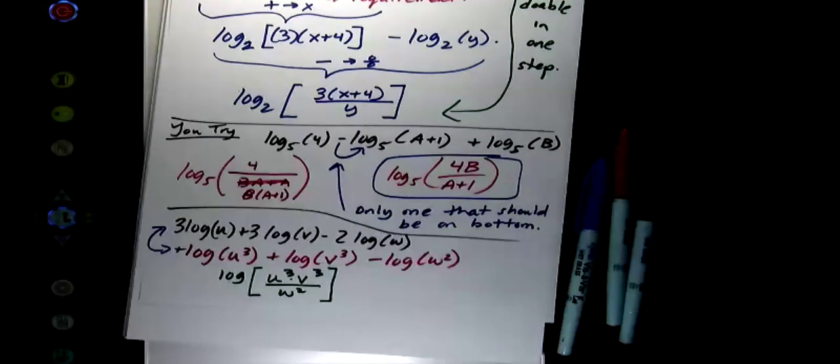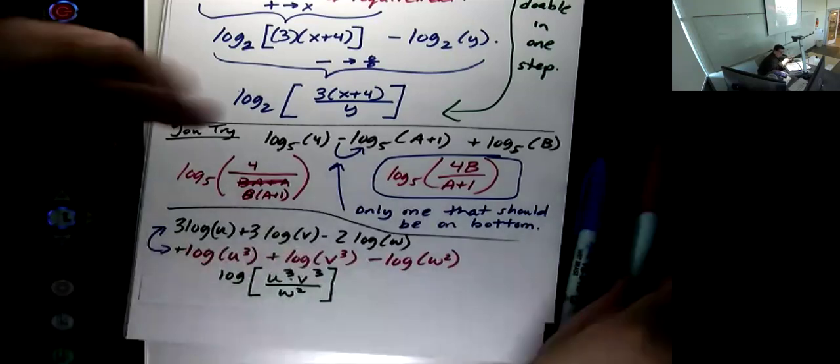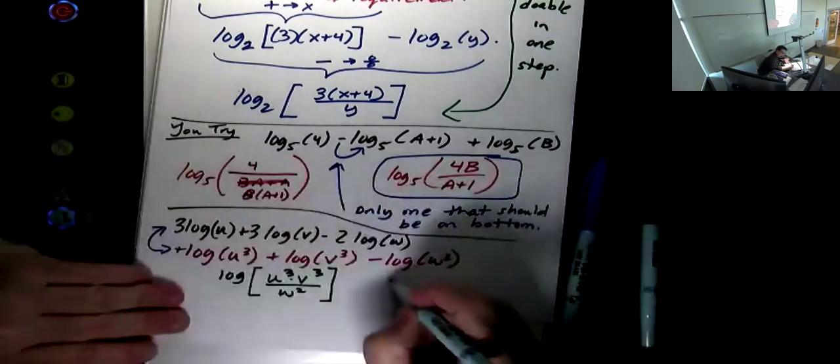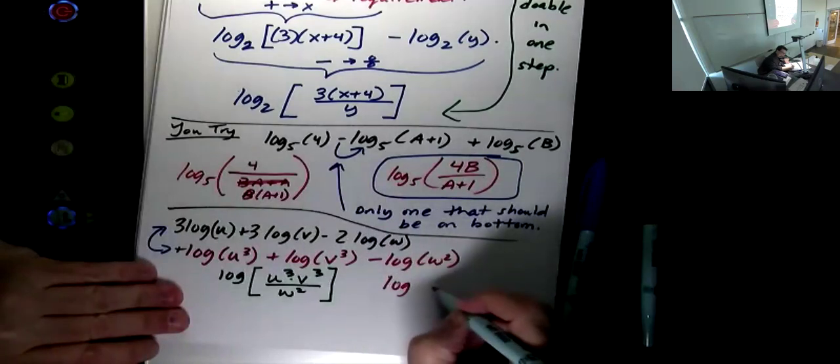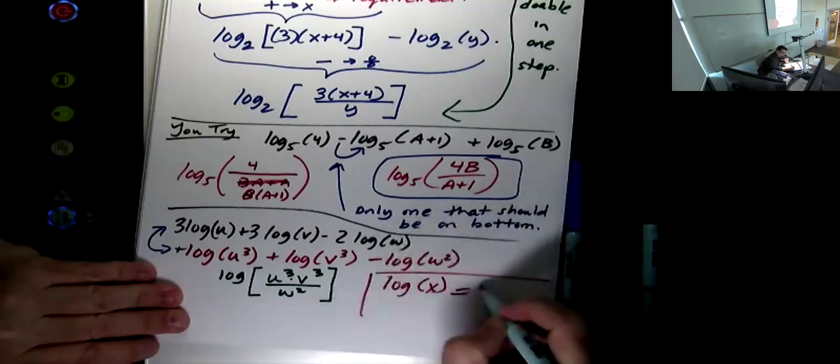Since you don't have a base listed, are we just assuming it's a base of 10? Yep, that's in fact right. Log with no base means log base 10.